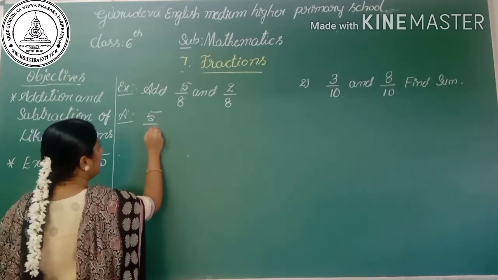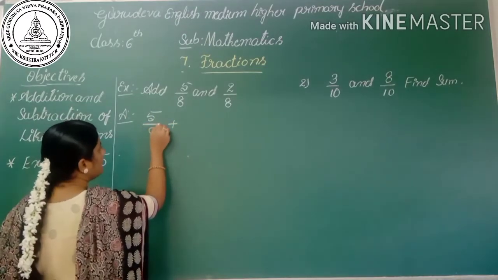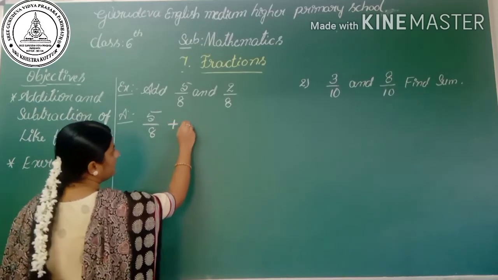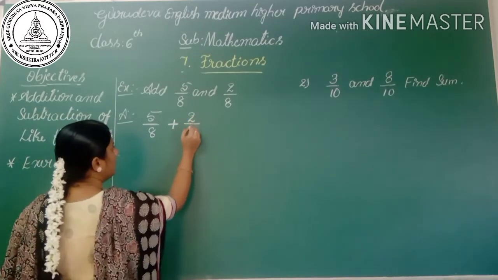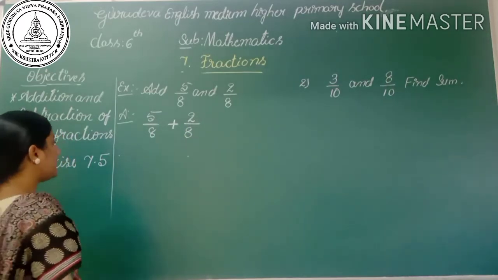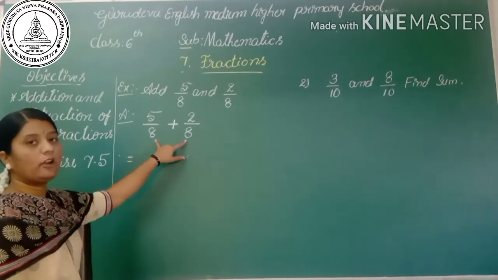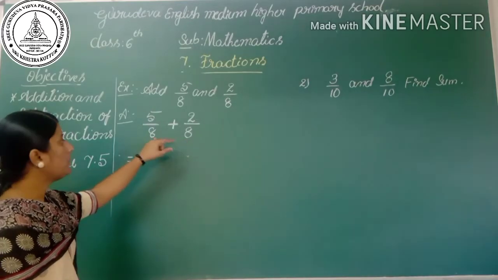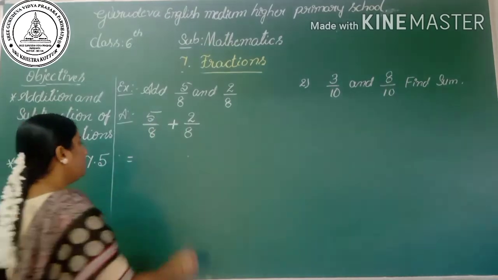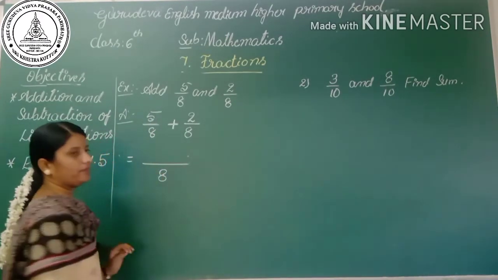5 by 8. We keep the addition symbol. So here there is a divider line, and in between we have to write the plus mark and 2 by 8. In the second step, what do we have to do? We have to write the denominator as it is. Why? Because these are like fractions having the same denominator. We keep the denominator as it is, 8.